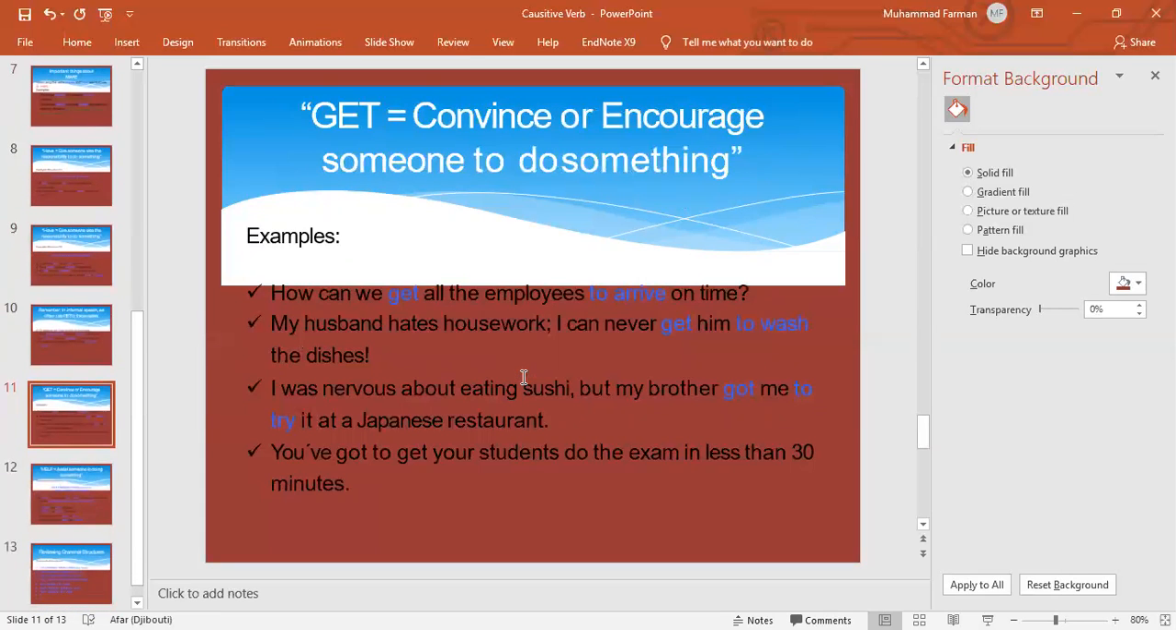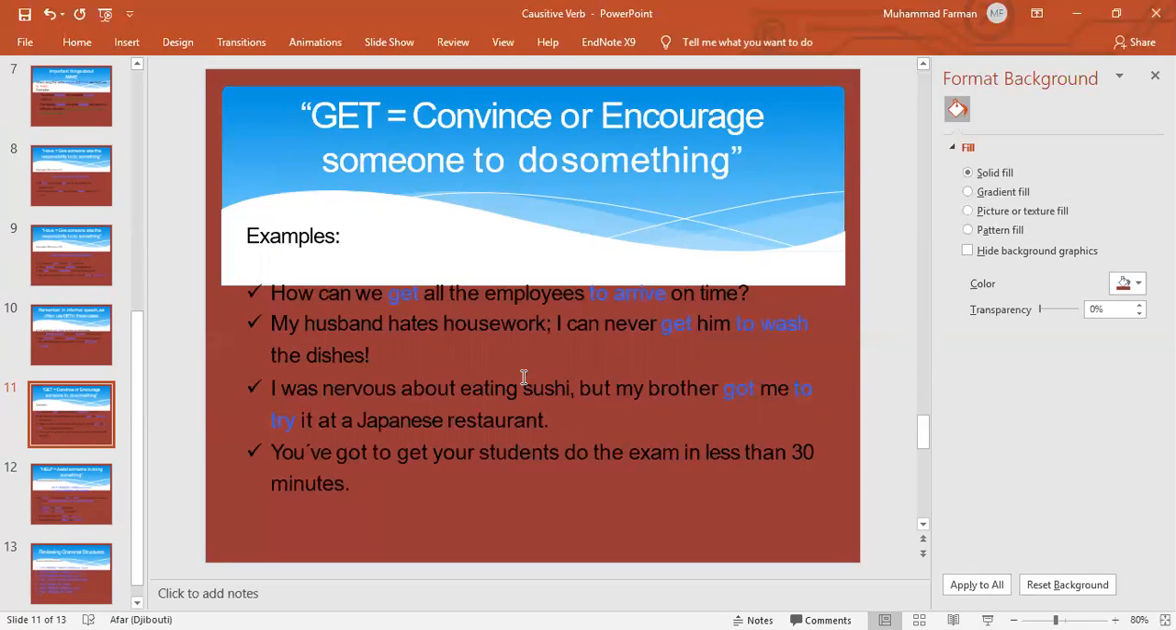Let हम permission के लिए इस्तेमाल करते हैं. लिहाजा जो हम get को इस्तेमाल करते हैं, where we have to convince someone or somebody in this respect to do our task. In first example, how can we get all the employees to arrive on time? Here, the word get is being used just in order to convince or encourage someone or something. Hum again yahan par get ko hum tab istemal karte hain jab hame kisi cheez ko ya kisi person ko convince karna padta hai, ya hame kisi ko force karna padta. Force to nahi keh sakte, hum simply keh rahe hain ki jab hame kisi ko encourage karna padta hai ya convince karna padta hai, tab hum get ko bhi utilize karte hain.